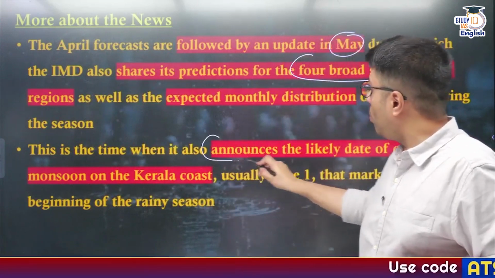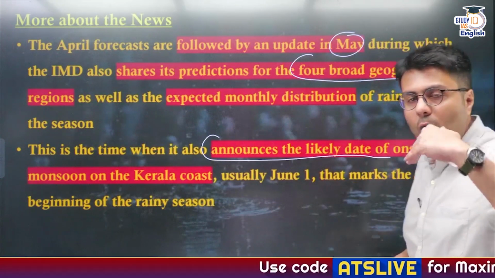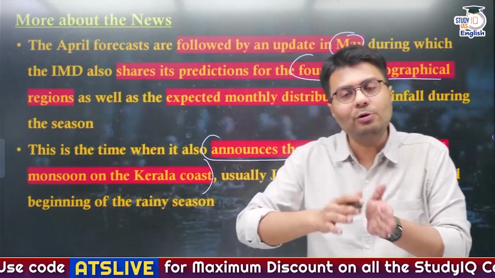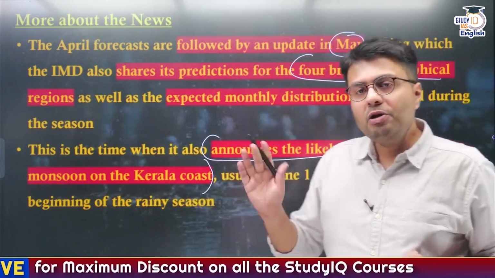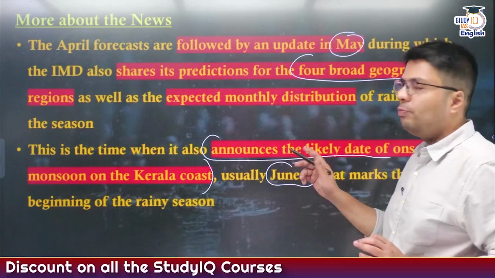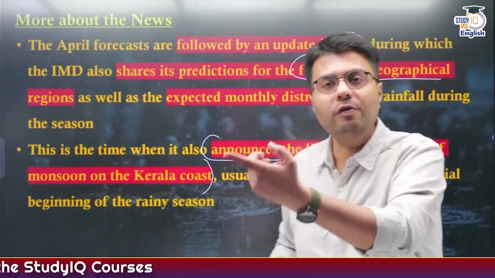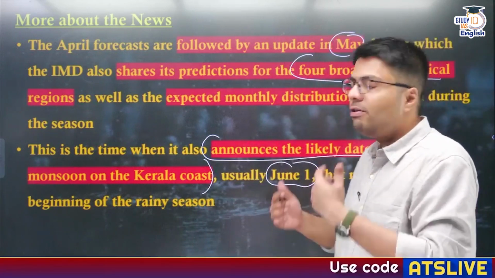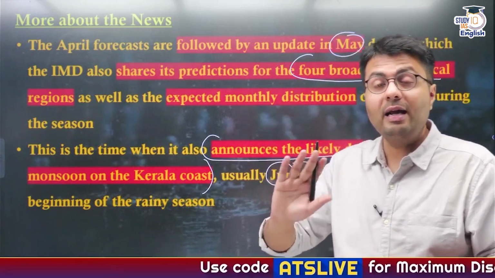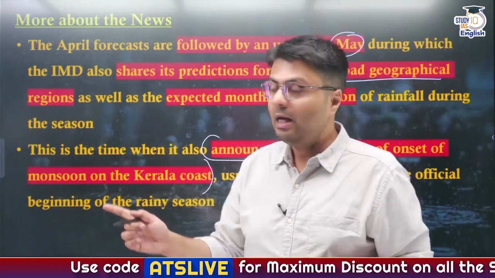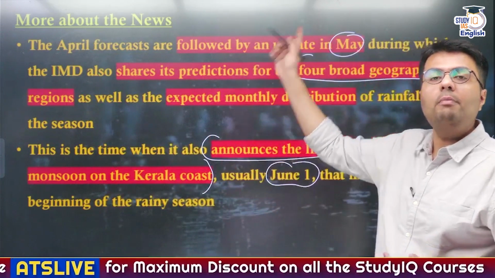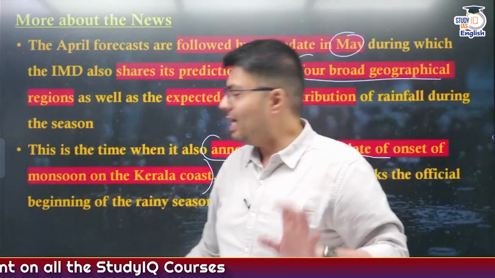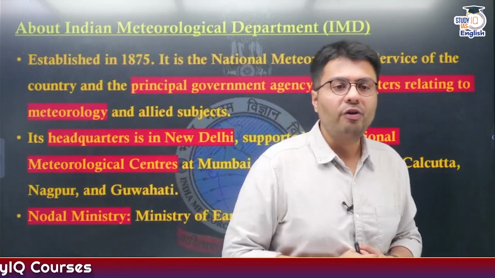Similarly, while doing so, it also announces the likely date for onset of monsoon on the coast of Kerala, which signifies that the monsoon has arrived in India. Usually this date is 1st of June, but this can go beyond 1st of June, and it can also happen before 1st of June. Whenever rainfall reaches the coast of Kerala, that highlights that India's monsoon season has begun. This announcement will also be made during the updated forecast next month, that is in May. Understood? So this is how IMD predicts and estimates the amount of rainfall.